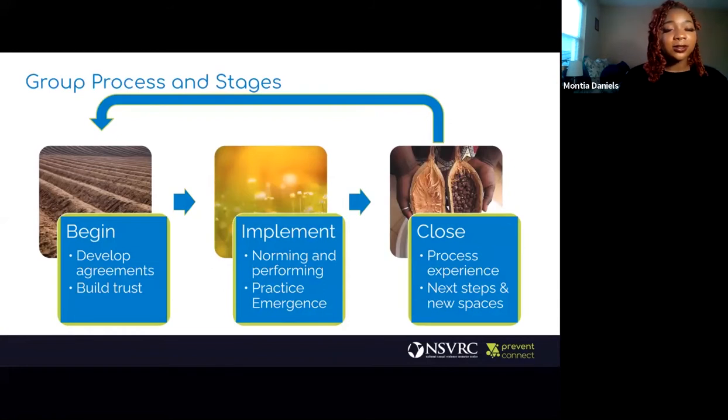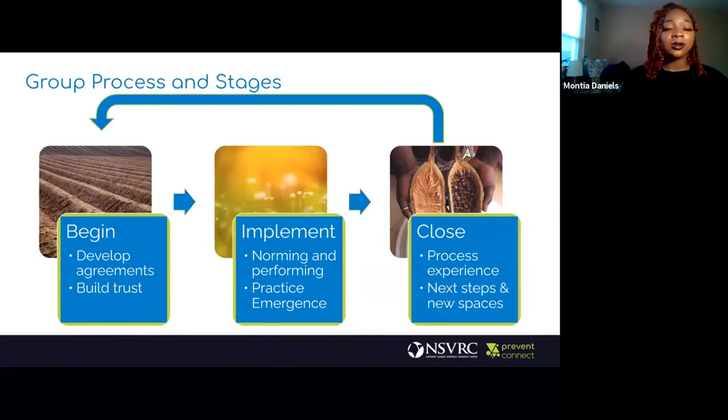So we develop those agreements. It may look something like a social contract. It may look something like a verbal agreement, and being able to build the trust between the people in the relationship. And that sets the stage for implementing. And this is where you are norming and performing and practicing emergent spaces.